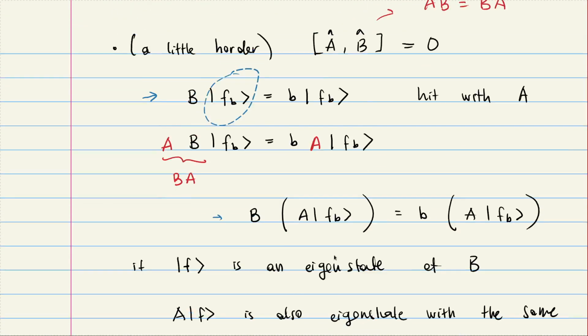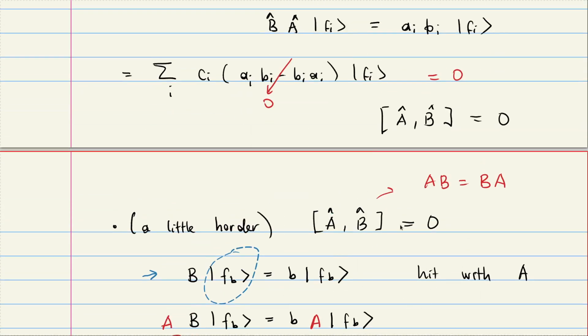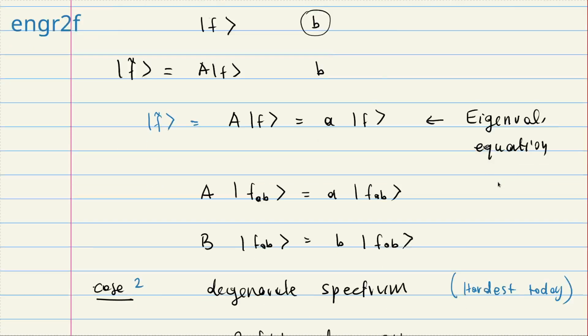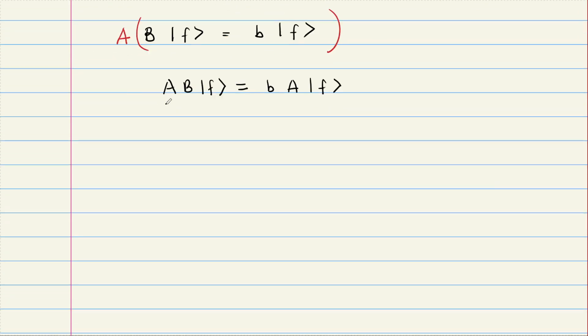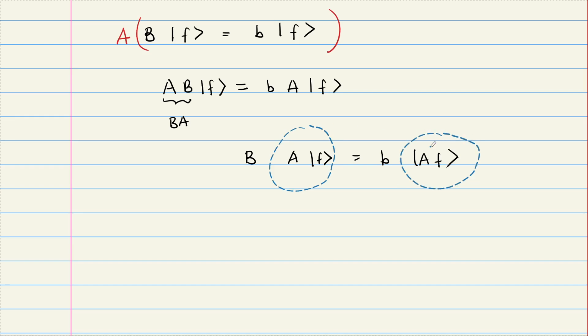What was given to us? A commutes with B. AB is always BA. So I can use it here. So this piece is BA. Now I have B A F is equal to B A F. You can see there's like a blob here and a blob here. Yes, thank you. Like this, yes.